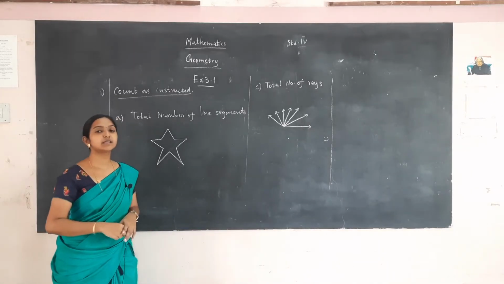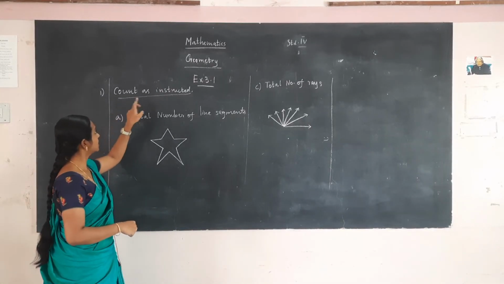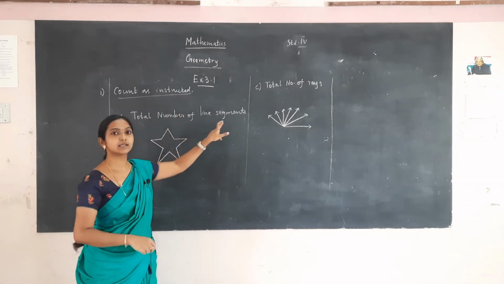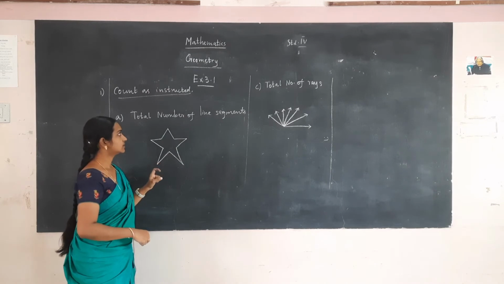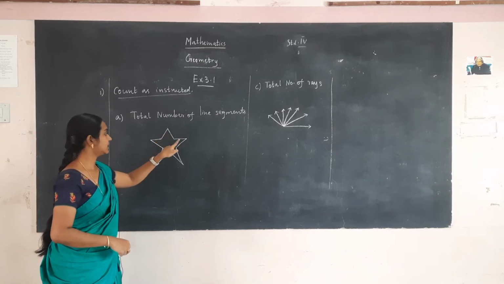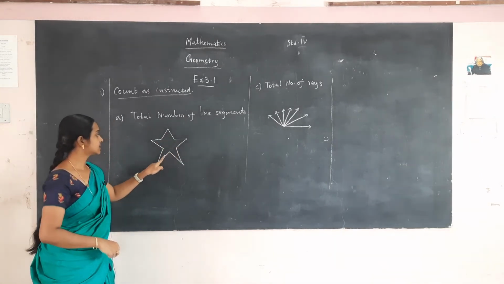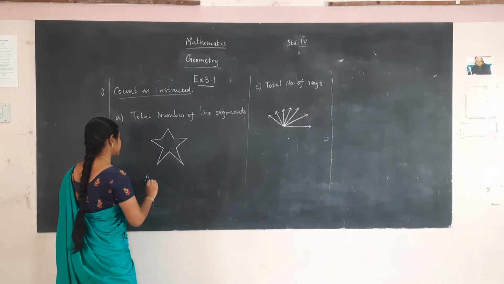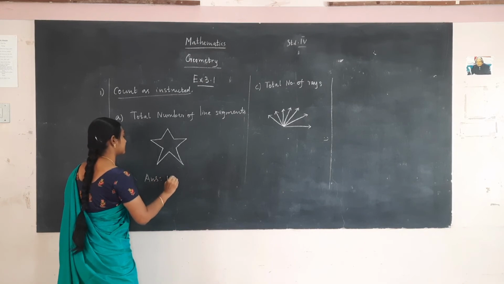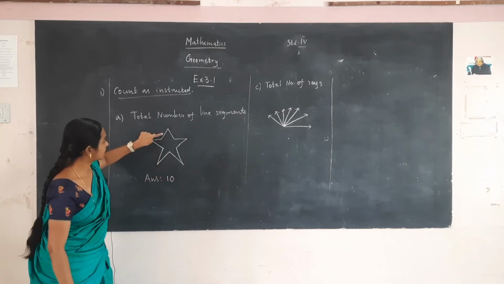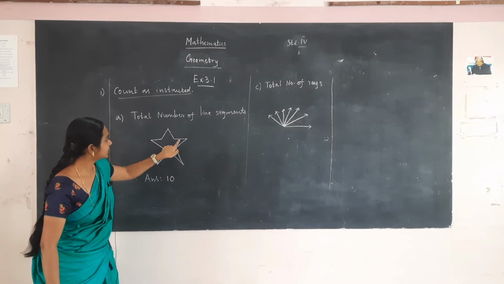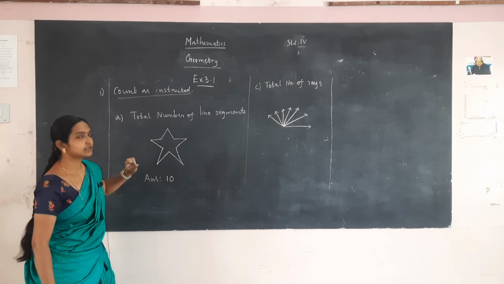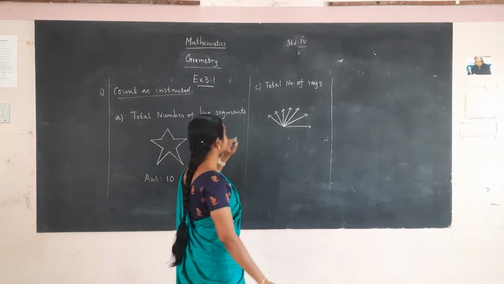Next we are going to solve exercise 3.1. The first one is count as instructed. Count the total number of line segments. 1, 2, 3, 4, 5, 6, 7, 8, 9, 10. We have 10 line segments. This is one line segment. 2, 3, 4, 5, 6, 7, 8, 9, 10. So we have 10 line segments.